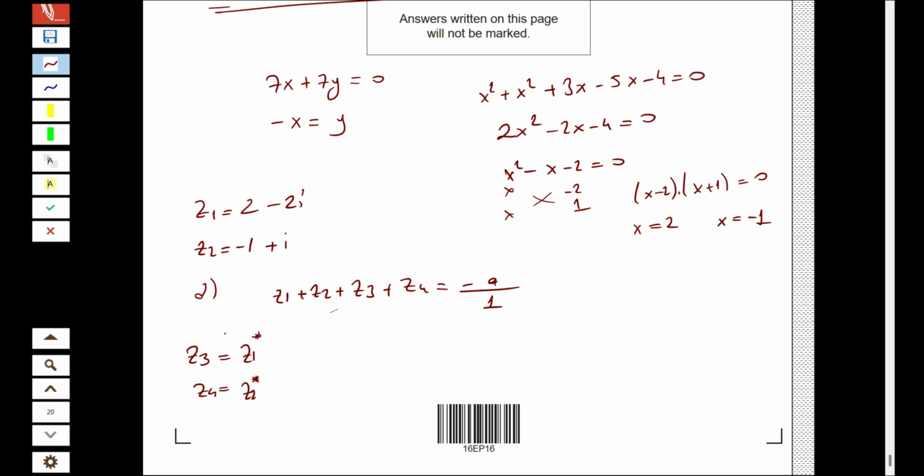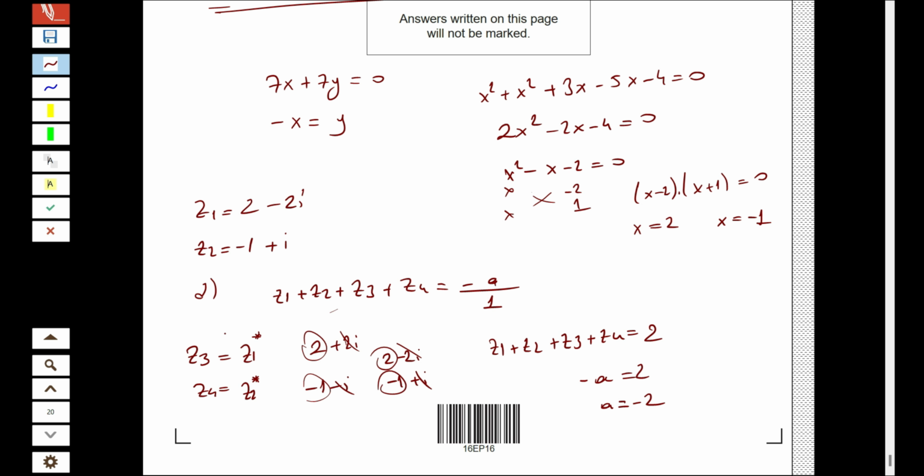From here, you can say that Z3 will be 2 plus 2i, and Z4 can be minus 1 minus i. But when you add all of the roots, you will find that because the imaginary parts cancel, and you just add the real parts, it will be 2. If minus alpha is 2, alpha means minus 2.